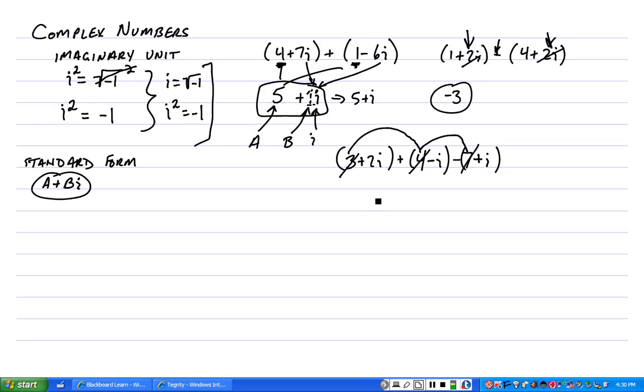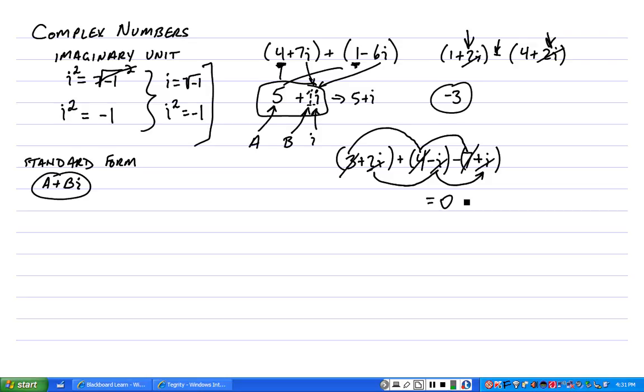Then you look at your i terms. You have 2i minus an i, or 2i plus a negative 1. 2 plus a negative 1 is just 1i. Alright, 1i minus another 1i gives you another 0, or they cancel. And so you're just stuck with an answer of 0. Alright, so there's really not much to it.